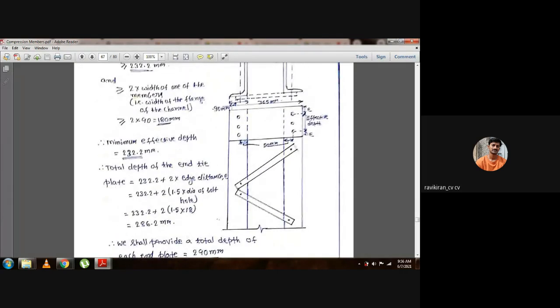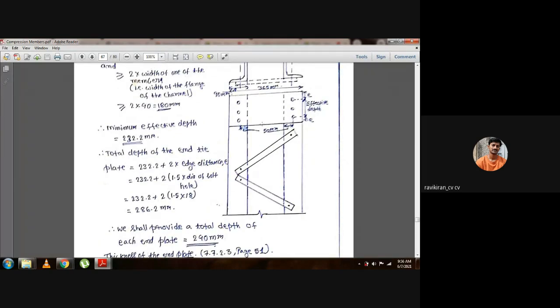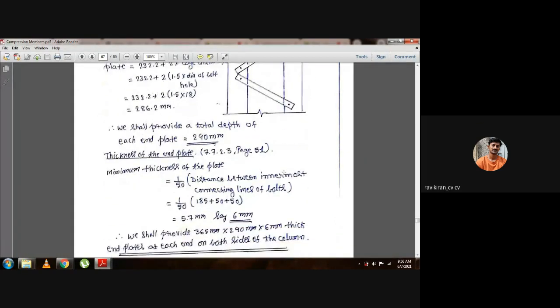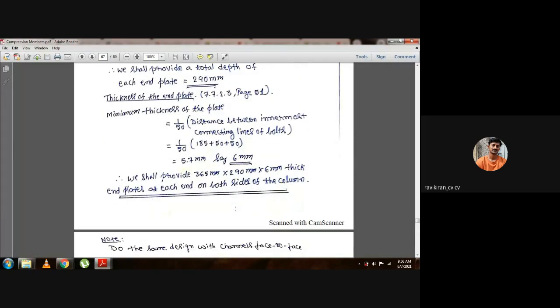See, this is the tie plate. Horizontally it is 365 and vertically it is 290 and thickness is 6 millimeter. So with this the problem completes.